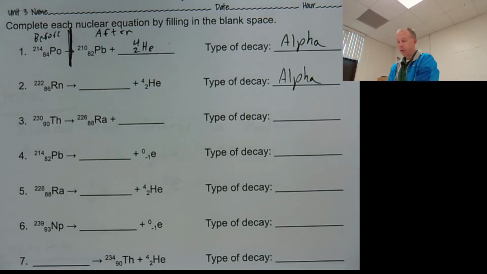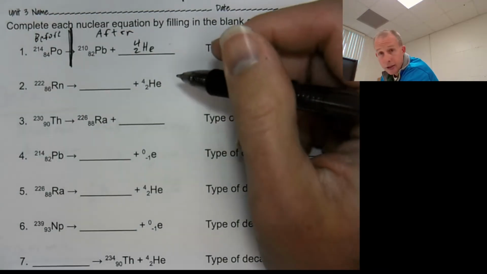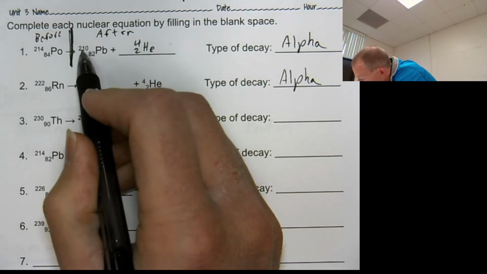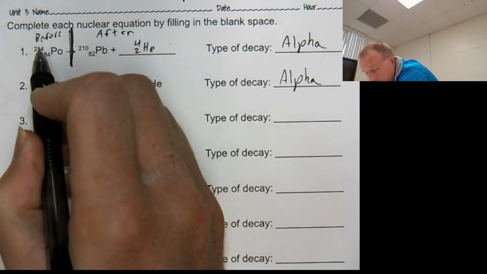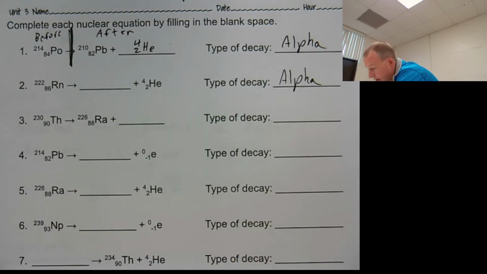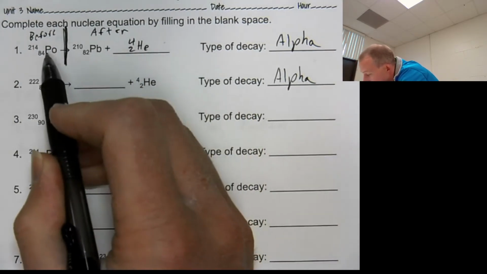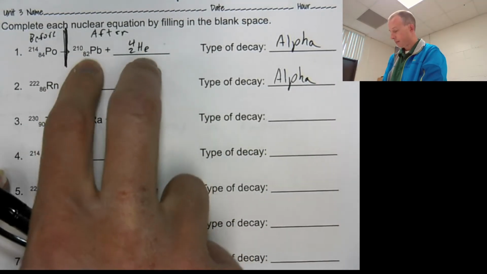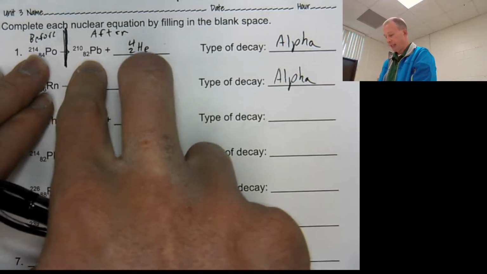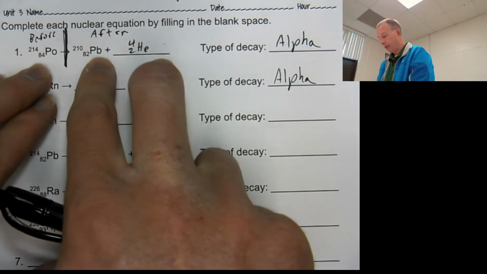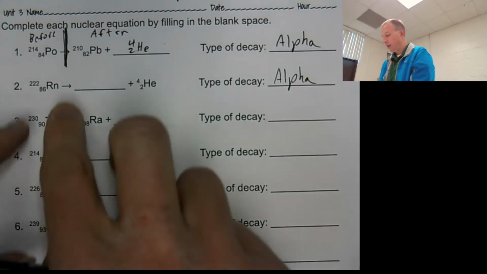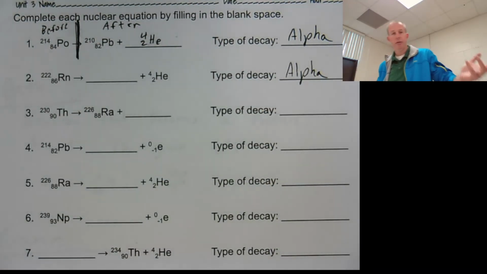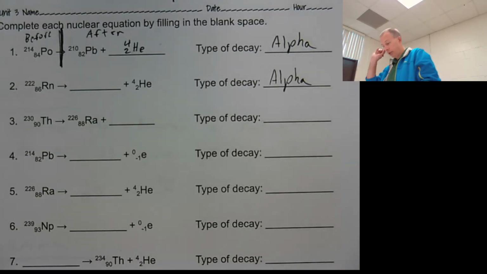What you want to do to check if you did this right is add everything up and say, all right, does 210 plus 4 equal 214? And you're like, yeah, it does. Good. Does 82 plus 2 equal 84? Yep, they match up. So the numbers on the bottom should match on both sides. Add them all up on the right side, add them all up on the left, and they should match. Same thing on top. 210 plus 4 equals 214. You're good. That's a simple way to check to make sure you did this right.